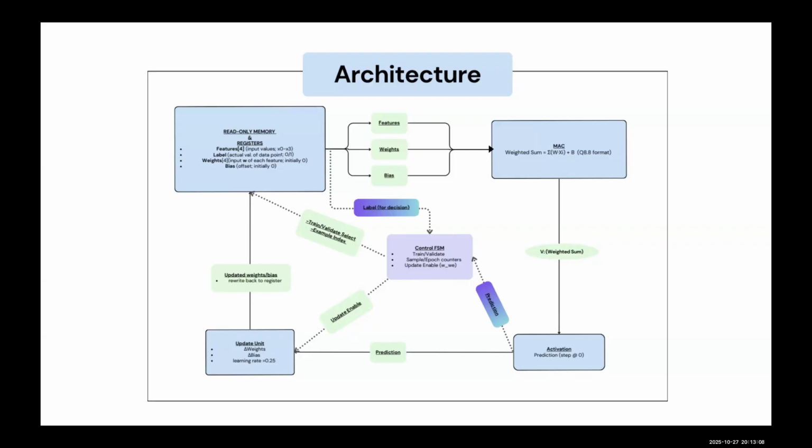It selects train or validate, picks the sample index, and turns on update when needed. It also watches label and prediction to move to the next sample, advance epoch, and finally raise done when the whole loop is done. So that's the whole loop. It goes from ROM or registers to the MAC, to the activation, to the update unit, back to the registers with the control FSM coordinating everything in between.